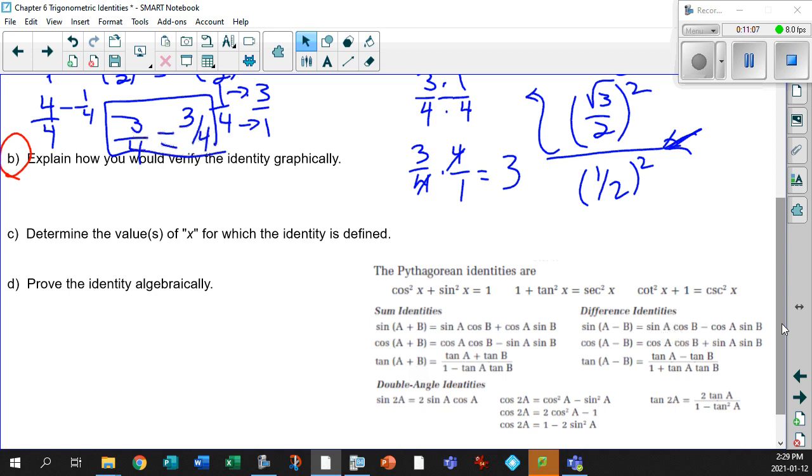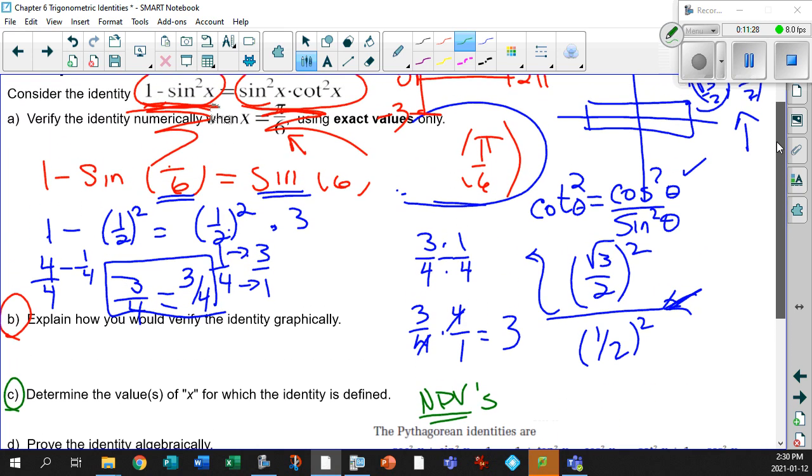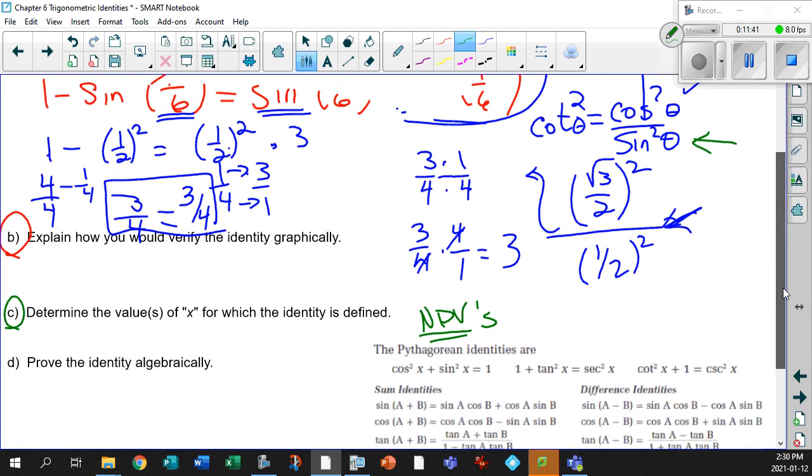What we want to do next is look at a couple things. Okay, let's look at C. C says here, determine the values of x for which the identity is defined. So in other words, find me the non-permissible values. The only problem that's an issue here, if you think about it, is this guy. Everything else, they're all numerators. Cotangent is the only denominator.